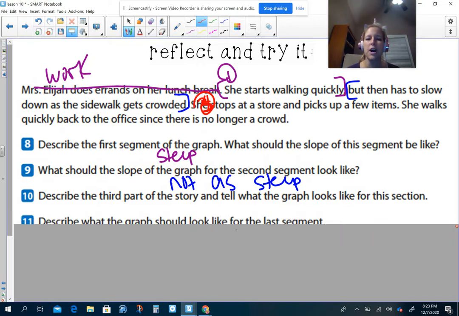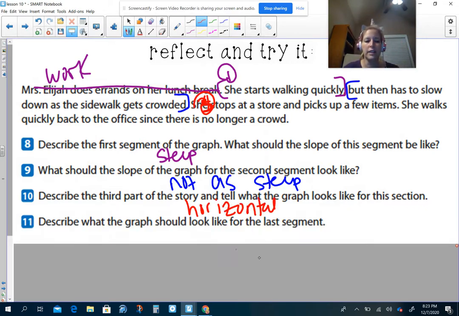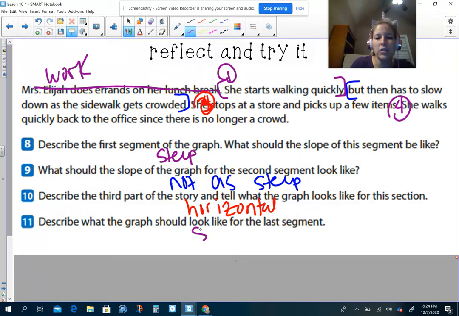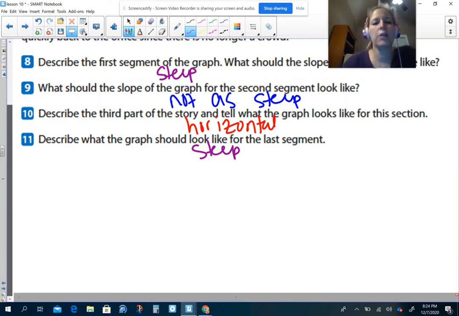What am I going to do when she stops? So this one will be a horizontal line. Good, because I'm stopping. And finally, let's see the last segment. She walks quickly back to the office. Okay, so is that one going to look exactly like number 1? Probably, huh? So this will be a steep one. Okay, so let's look at this together and let's see how it'll look.